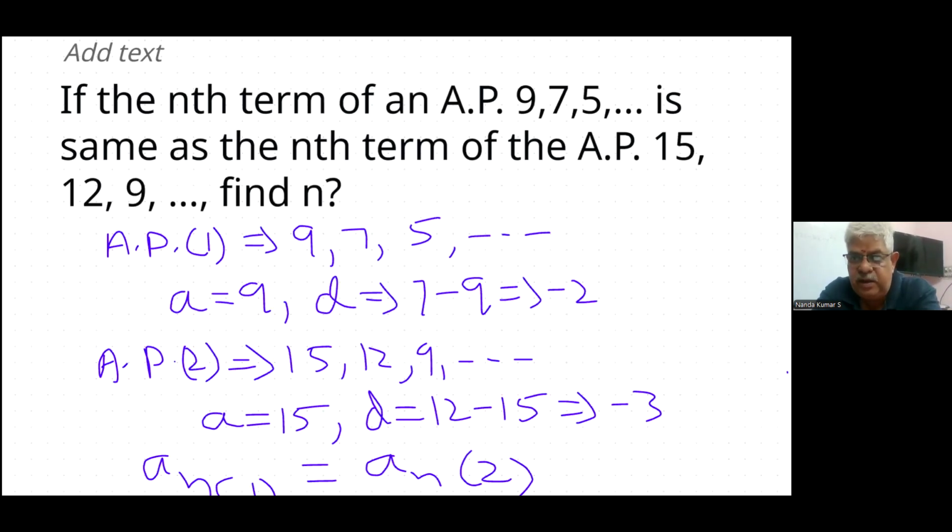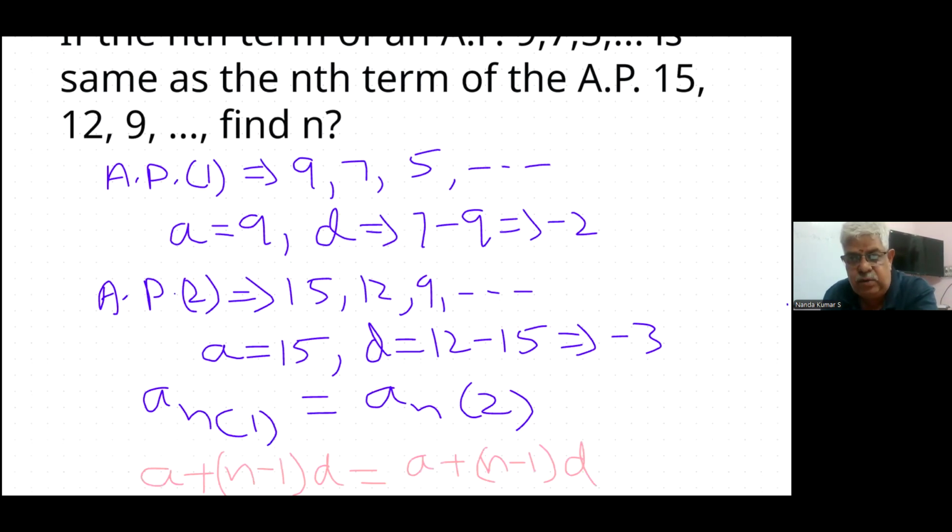Here, the question we are going to discuss is: if the nth term of the AP 9, 7, 5, etc. is the same as the nth term of the AP 15, 12, 9, you have to find n here. Now, my dear friends, based on this, there are two arithmetic progression series. Both of them are different.